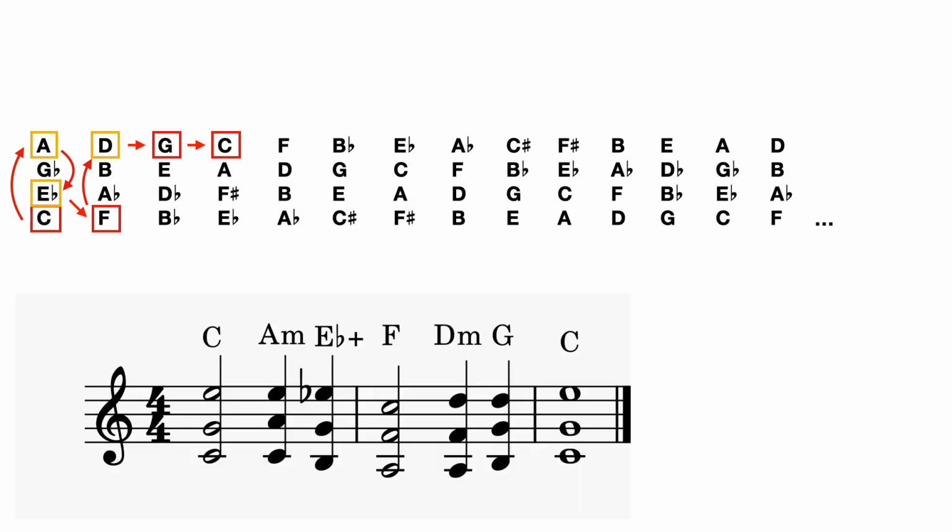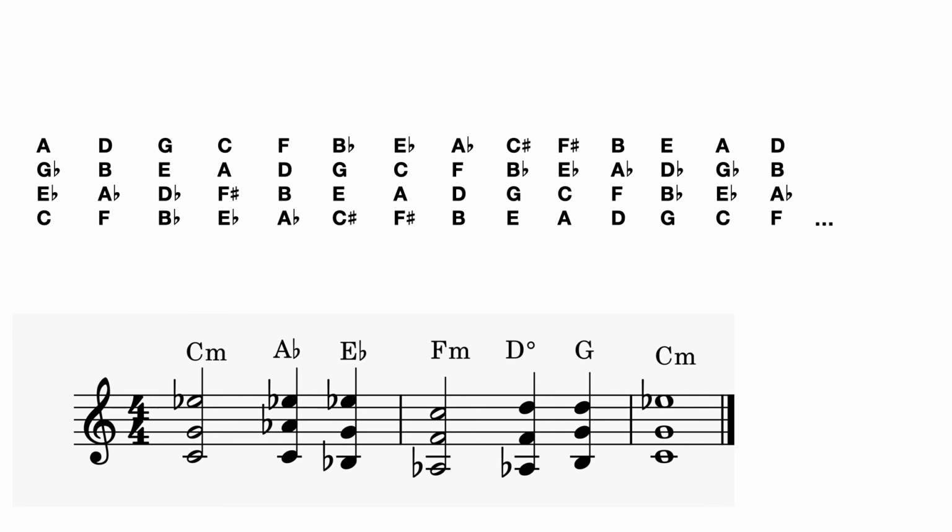Then we have to decide, do we want this to be a major progression, a minor progression? Are we going to start with a major triad as C, or are we going to start with a minor triad? What kind of tension do we want? And so for this progression, I've just decided to choose C to A minor to E flat augmented to F to D minor to G to C, like this. So that's just one way that you can start to build these progressions.